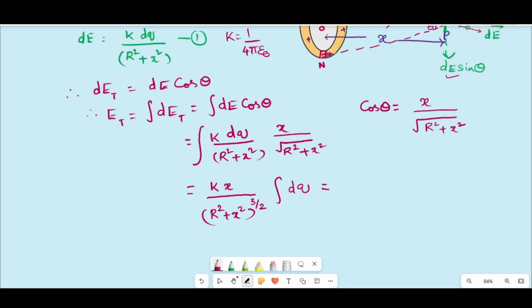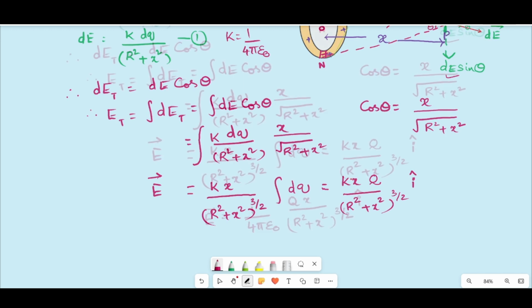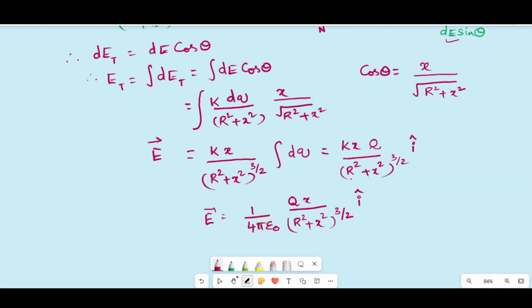So if you integrate it, finally the total integral of dq is the total charge on the ring. So E = kx / (r² + x²)^(3/2) into the total charge given, q. So this is the total electric field on the axis of the ring. If you write it in vector notation, the electric field is directed along the x-axis, so you can take i cap. Magnitude: kxq / (r² + x²)^(3/2). So this is the total electric field equation.